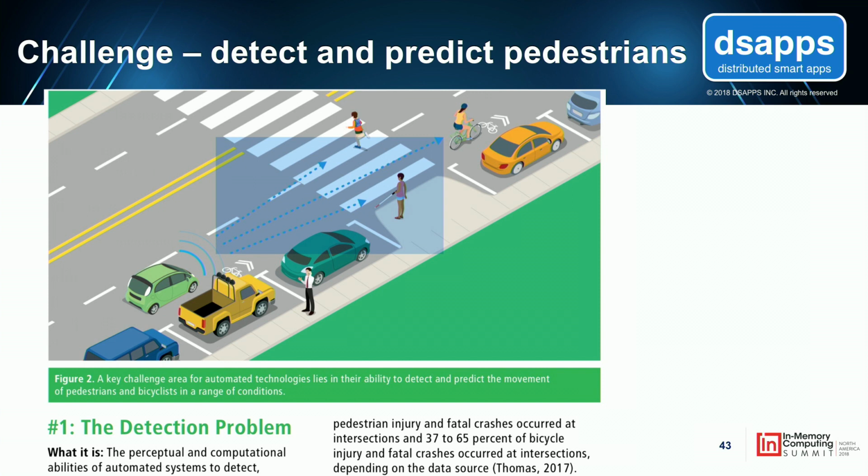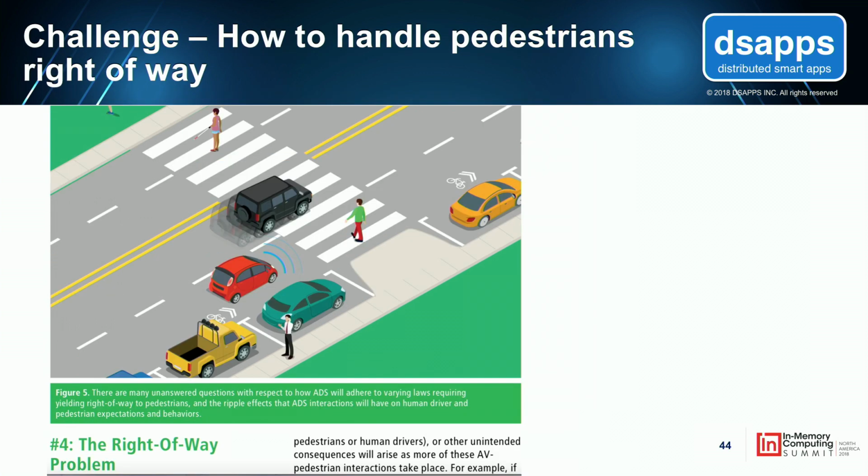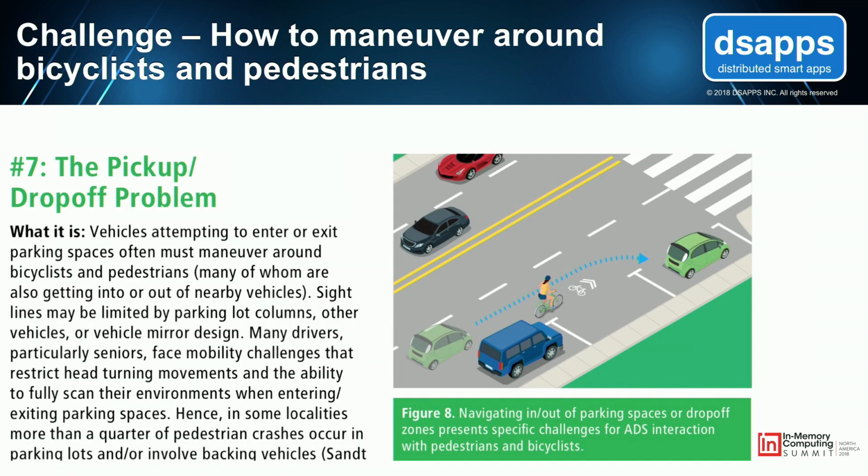The prediction, it's called a detection problem. And then how do you handle pedestrians right away? So it's got to figure out, sometimes a human being can look at the person and know from their eye they're going to cross or not. A car cannot make the decision. It's much more difficult. So how do you maneuver on bicyclists and pedestrians and so on?